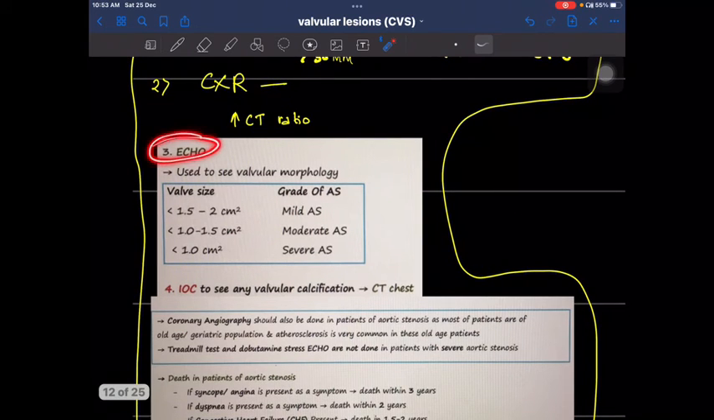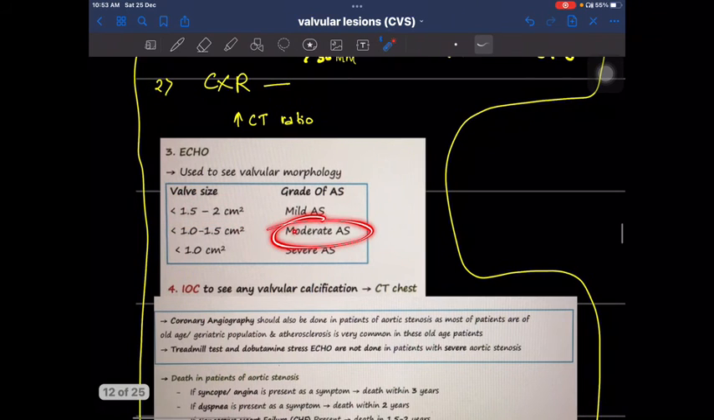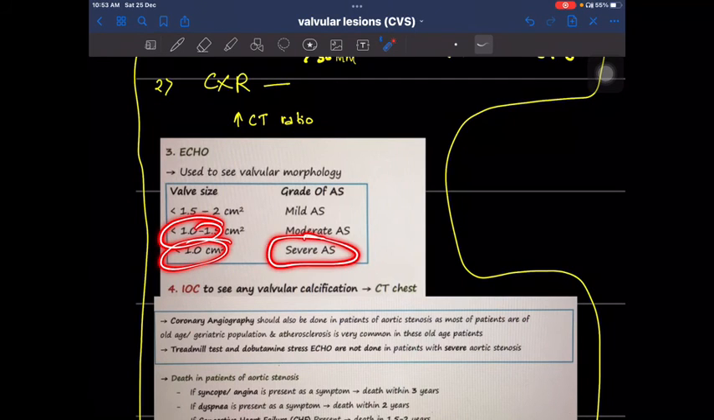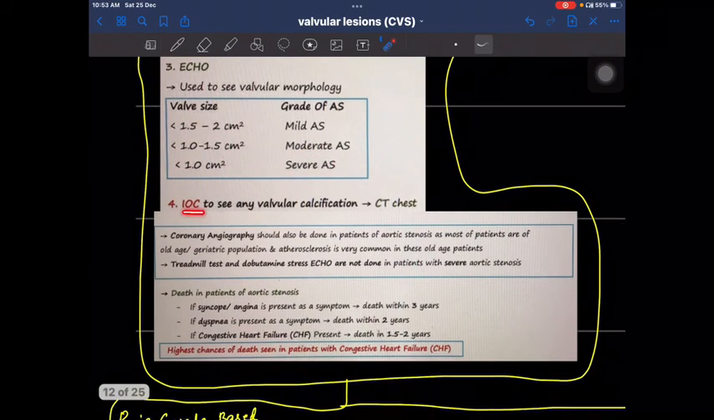Now for echo, you have to demonstrate the valvular morphology. Okay, so you do the classification. Mild is when the valve area is more than 1.5, moderate is between 1.5 and 1 centimeter square, and less than 1 is severe. Okay, investigation of choice to see any valvular calcification: so calcification you want to see anywhere in the body, always answer CT. If you don't remember the answer and the question specifically mentions calcification and you're not sure, and CT chest is in the options, please mark CT chest.